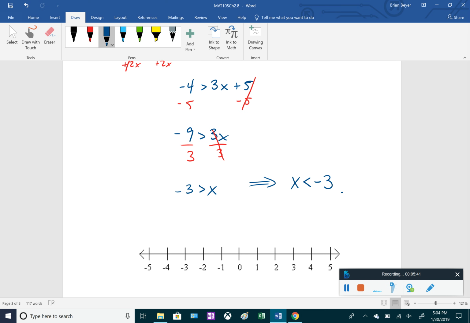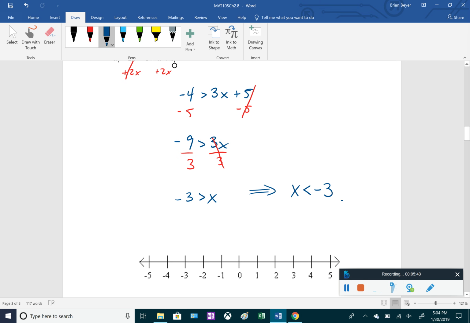So it's kind of up to you. You can put forethought into it and make sure your x's are positive. Then you're never going to have to flip the inequality. So either way, whatever you think is easier for you.